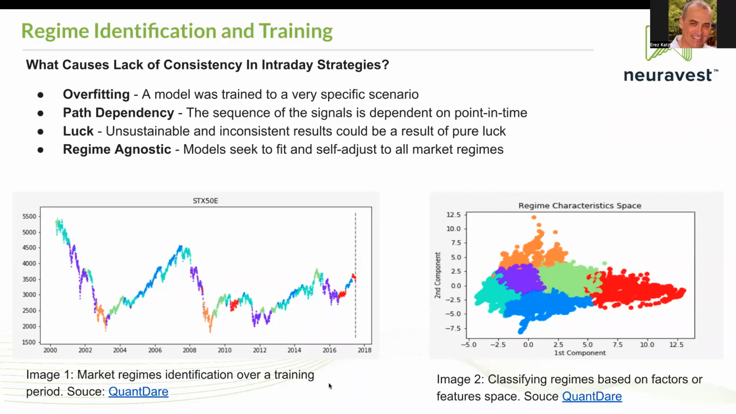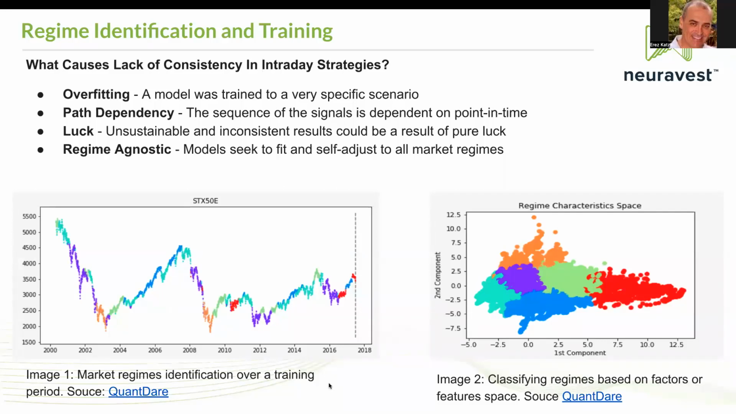One of the things I mentioned before are the obvious suspects for lack of consistency. Overfitting. Overfitting is basically when a model was trained on a very specific scenario that looks good in training. You maybe get lucky in the real world and you get a very similar scenario, but these scenarios don't repeat themselves very often. It's not generic enough, and therefore you would fail miserably in most cases.